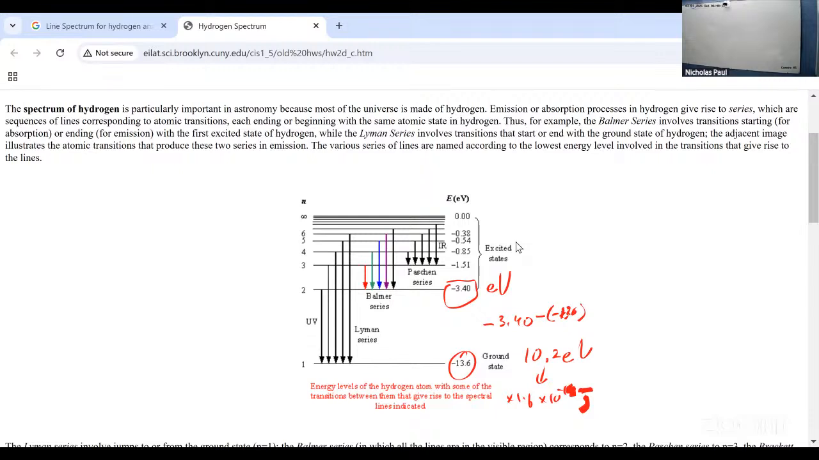Sorry, I didn't multiply anything. I just subtracted the different energy levels. So I subtracted minus 3.4 and minus 13.6. I was just trying to show you how much energy it has to lose. Everybody okay with that? Online, you all okay with that?